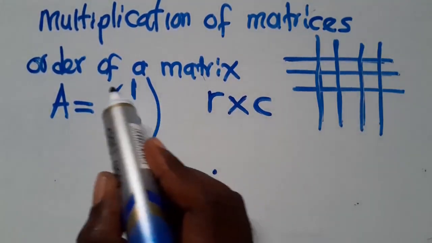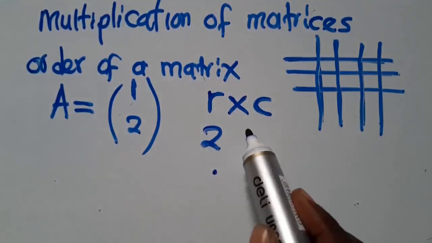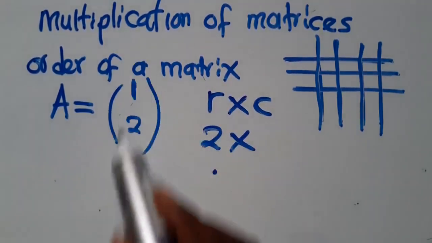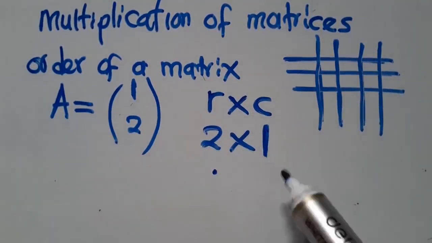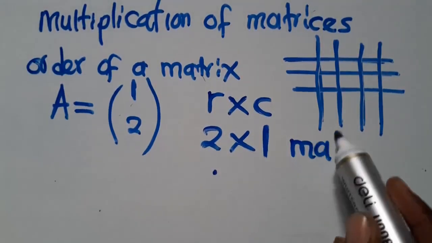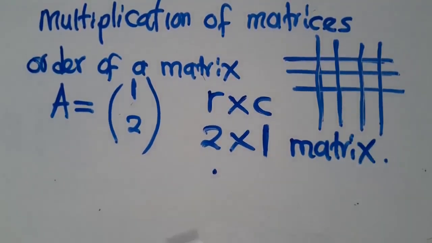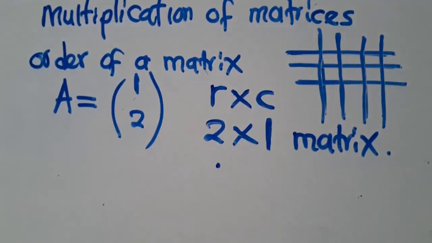So how many rows are here? 1, 2. So this is 2 by how many columns? Just 1. So this is a 2 by 1 matrix. That is the order of that matrix.